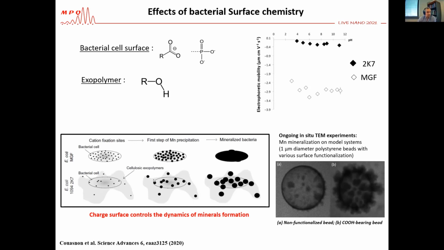But of course, it's a very simple view of what an exopolymer is. So that's why we now have ongoing work on studying the mineralization process on model systems, and we use 1 micron diameter polystyrene beads with various surface functionalization. We hope that this type of experiment, where we clearly see an effect of the surface functionalization, will allow us to better understand the role of surface chemistry on the growth process of minerals and manganese minerals at the surface of bacteria.